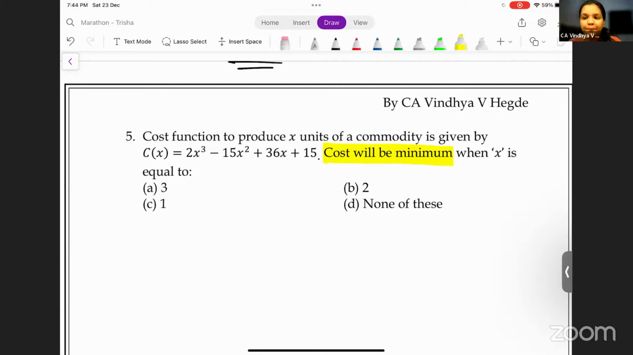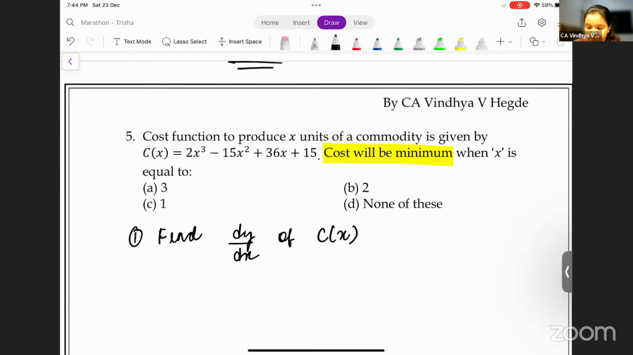So it's a 4-step process. If they would have asked average cost will be minimum, then you would have found out average cost and then done the 4 steps. If they would have asked marginal cost will be minimum, same thing. You would have found out marginal cost and then done the 4 steps. Now they have asked us cost directly, which means directly do the 4 steps. What are these 4 steps? First, find dy/dx of the cost function.